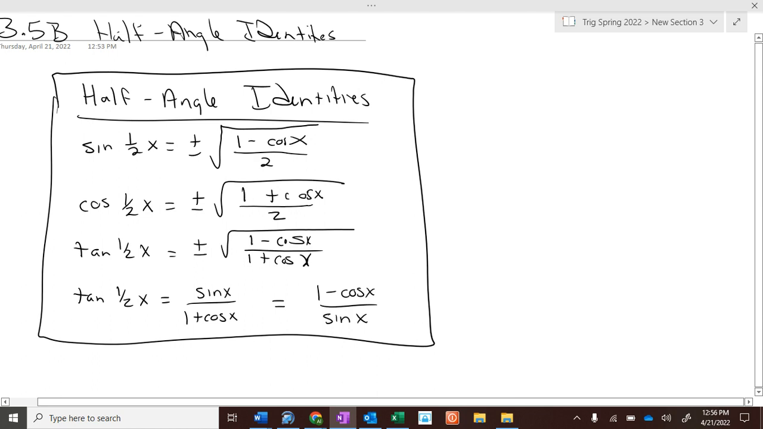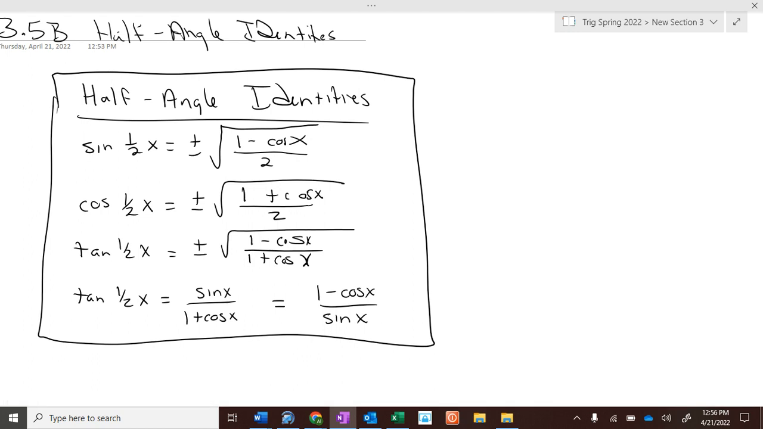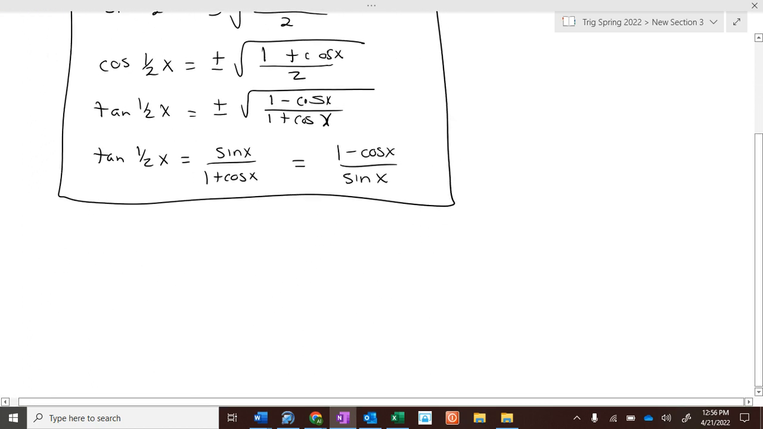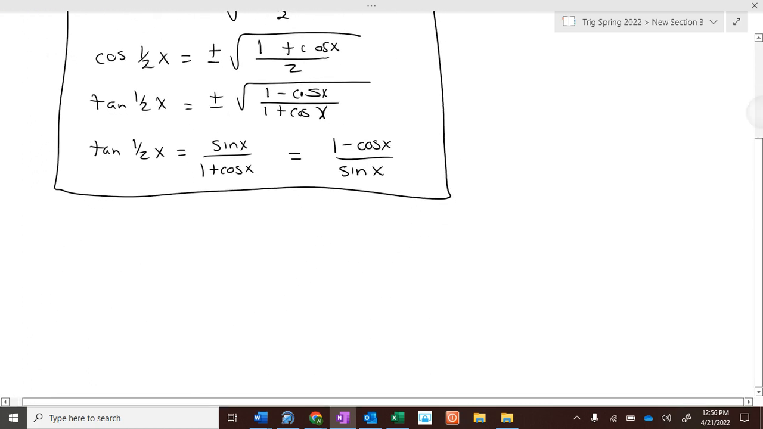All right, half-angle identities we actually kind of sort of need, unlike the double-angle identities. Double-angle identities, you just have to kind of go through the motions. Half-angle identities, we actually use a little bit. So, let's find the sine of 5 pi over 12.